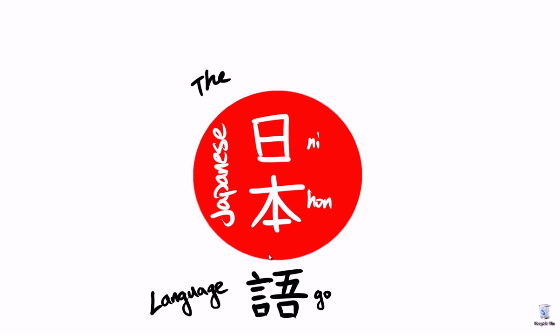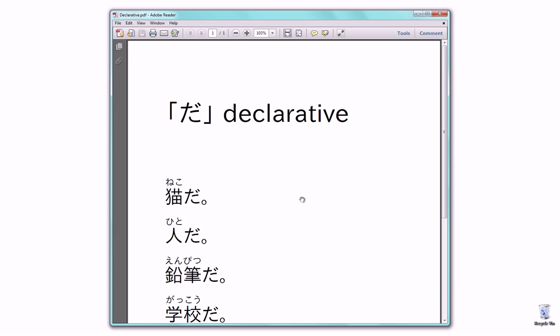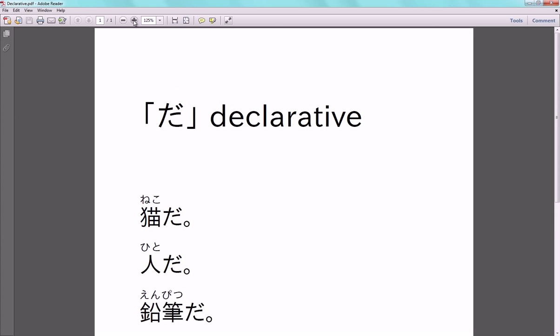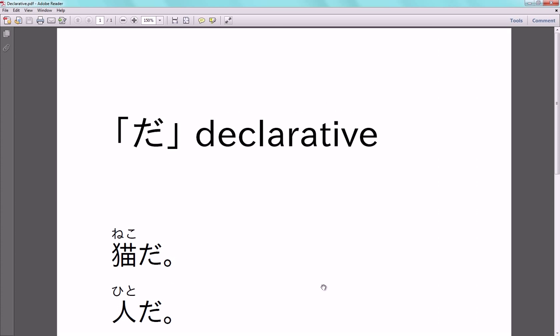The declarative particle. What do I mean by declarative? Well, we'll see right here. So, the da declarative particle. This particle is attached to the end of a noun or a na adjective, which we'll learn about later on, and it's basically used to declare that something is so.